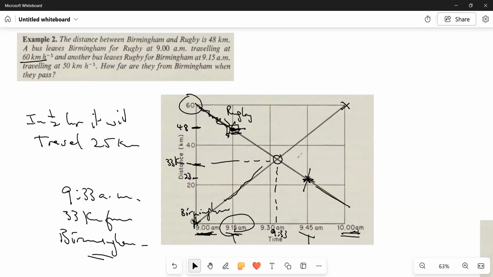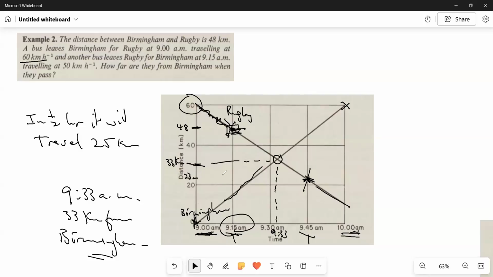And what we see here is where they intersect. That's what you're interested in. You can read off the time. You can read off the distance, right? And since Birmingham is used as the reference, you're going to measure from there to where they meet up, right? Which is 33 here.